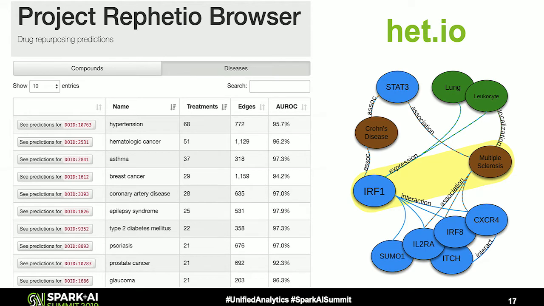But this example right here, we're looking at a multiple sclerosis disease. We're looking at a gene, IRF1. And what they've done here is predict there might be a link here. It's not a direct link.